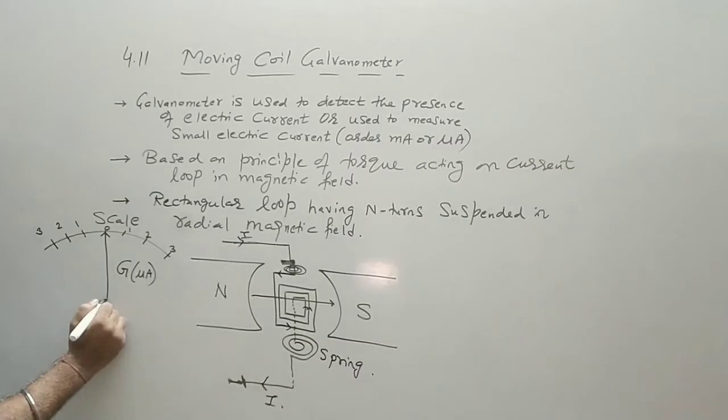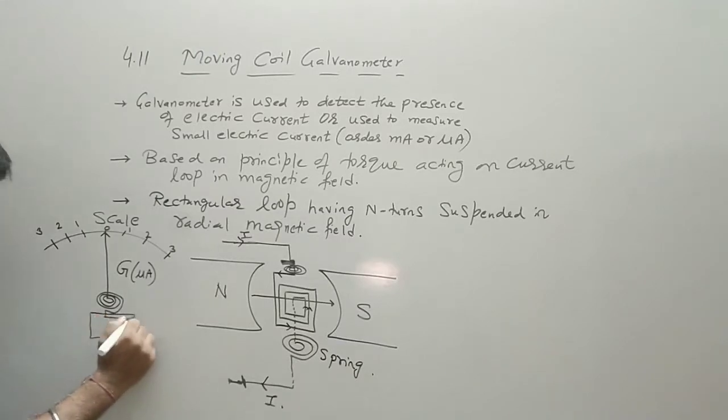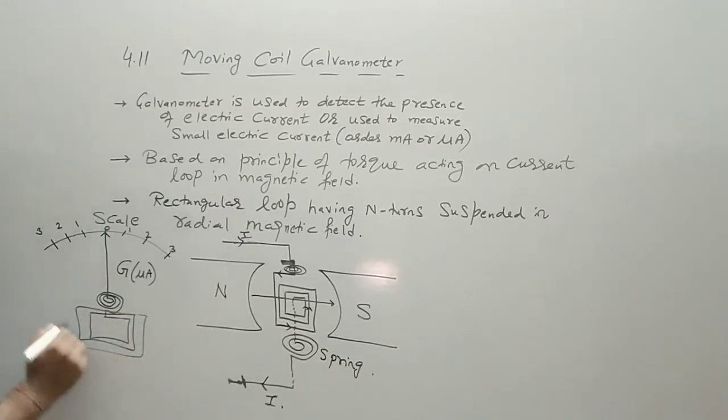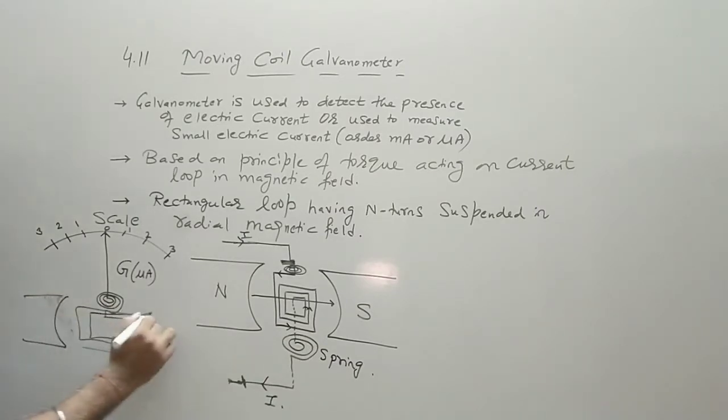This pointer is connected to a spring, and this spring then goes into rectangular turns like this, and it is placed in a cylindrical magnet.